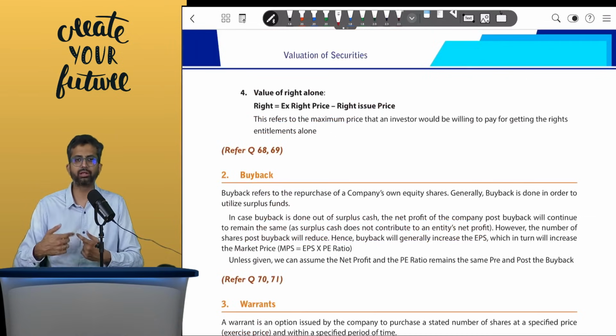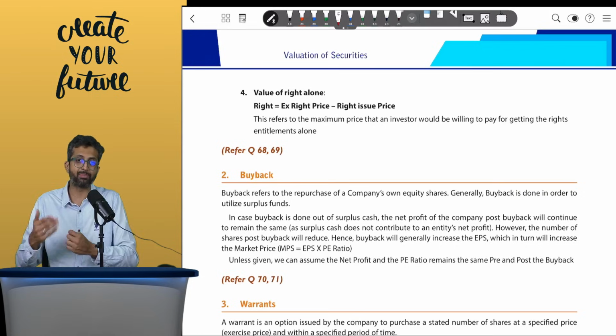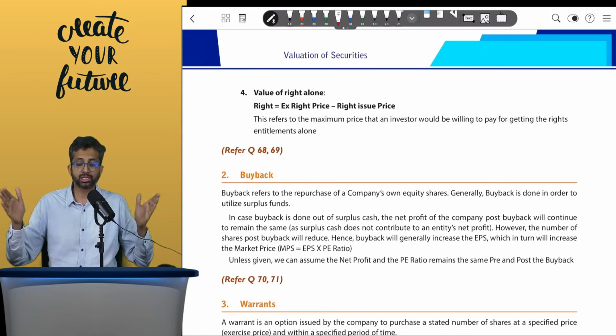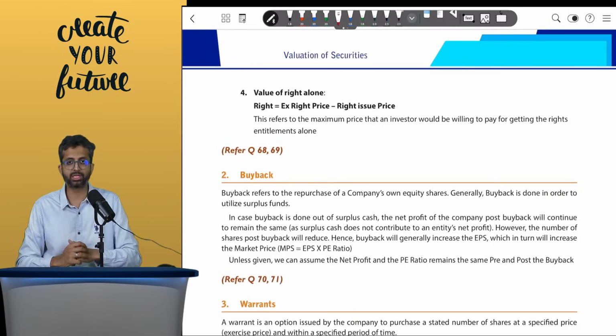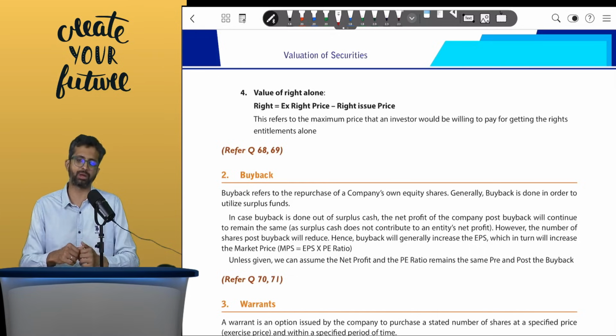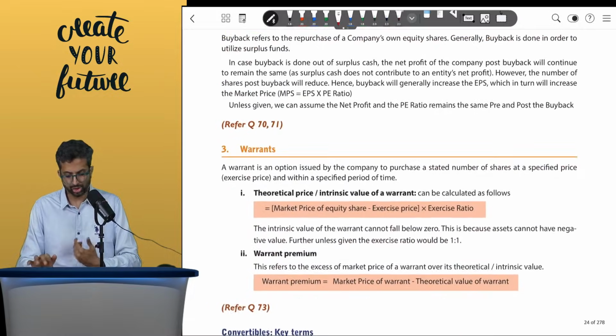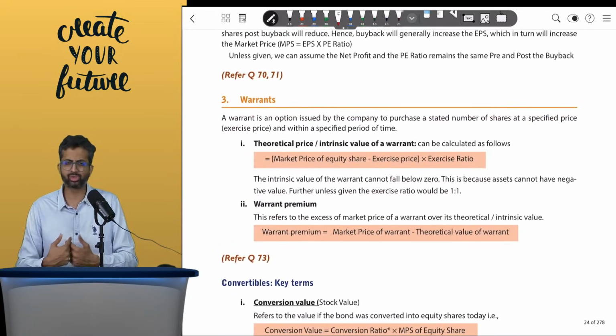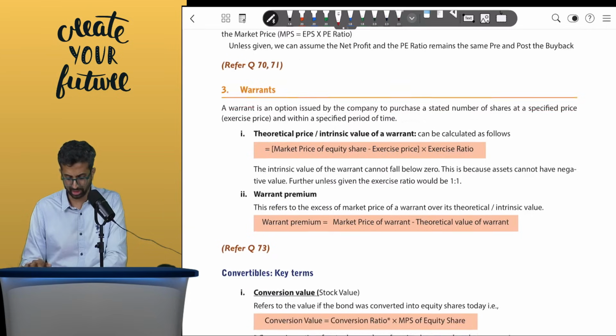In case of buyback, sometimes the buyback is out of surplus funds, and hence the number of shares falls, the profit remaining the same, and hence EPS goes up. If the EPS goes up, EPS into the PE ratio will give you the post buyback price, and depending on the required data you will do the workings. Share warrants are nothing but options. You might have various terms like theoretical or intrinsic value of the warrant or a warrant premium, for which you might have to do certain calculations.